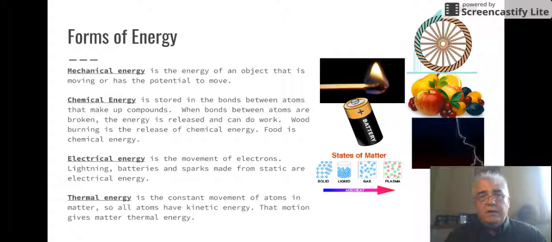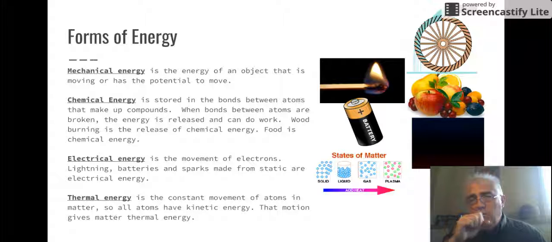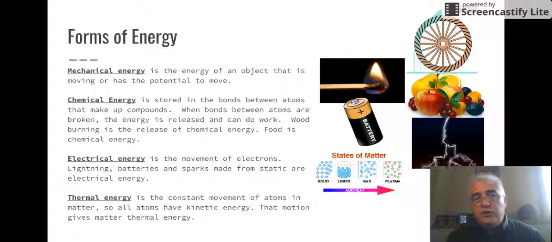The food you eat is chemical energy. Your body releases or breaks those bonds down, and then your muscles use that sugar that's stored in the fruit to do work. Electrical energy is the movement of electrons. Lightning, batteries, sparks made from static are all forms of electrical energy.